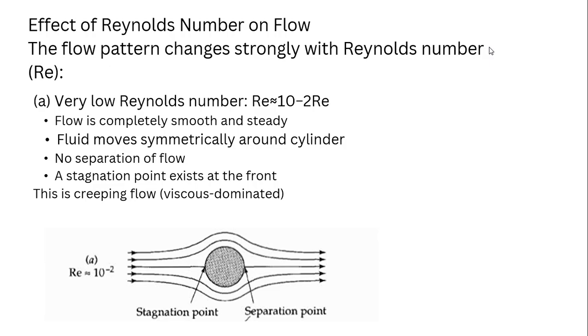Effects of Reynolds number on flow. The flow pattern changes strongly with Reynolds number. As you can see in the figure, if the Reynolds number is very small, like 10 to the power minus 2, then the flow is completely smooth and steady. Fluid moves symmetrically around the cylinder, and we do not see separation of flow. So over here viscous forces are dominating.